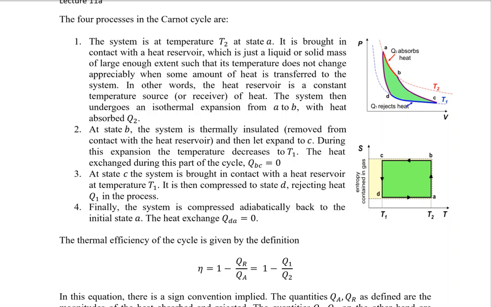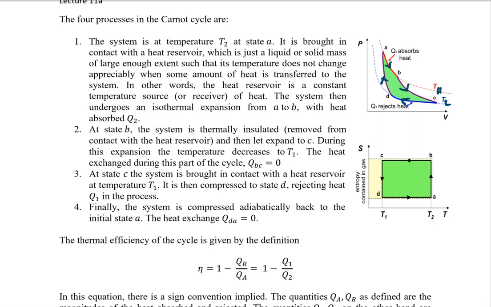From A to B, we have got the isothermal expansion in which the heat is absorbed. From C to D, we have got isothermal compression in which the heat is rejected. From B to C, we have got adiabatic expansion in which the temperature is dropped from temperature T high towards the T low. And from D to A, we have got the adiabatic compression in which the temperature is increased from TL to TH. So this is all the four processes of the Carnot cycle.